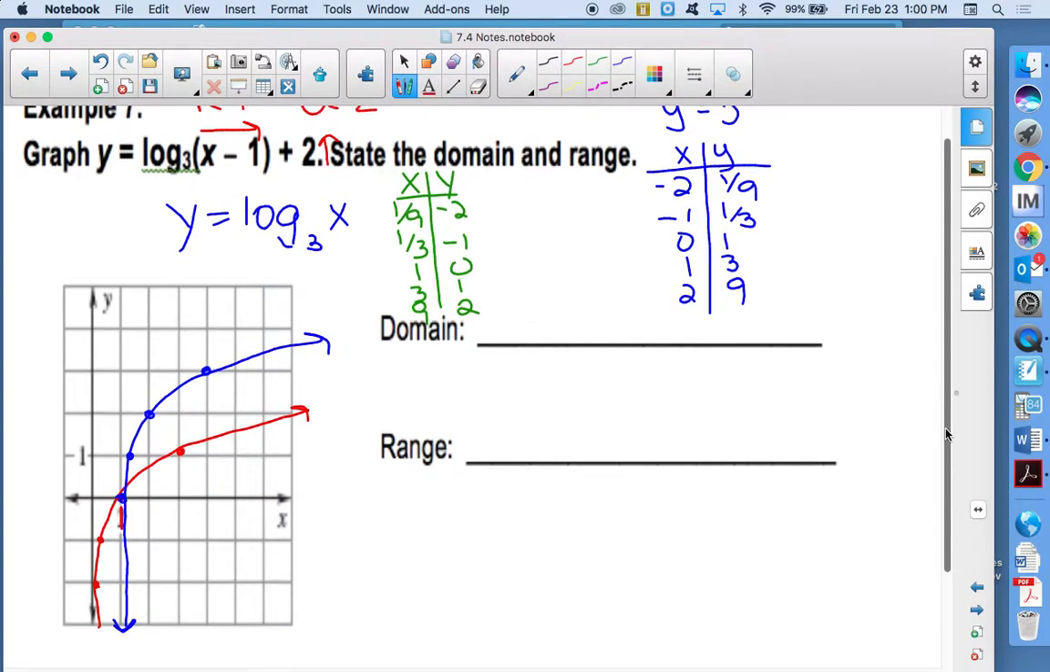How has it moved left and right? Because that's what the graph is doing. It's shifting left and right. So how does that change your domain? What should the domain be? 1 to infinity.